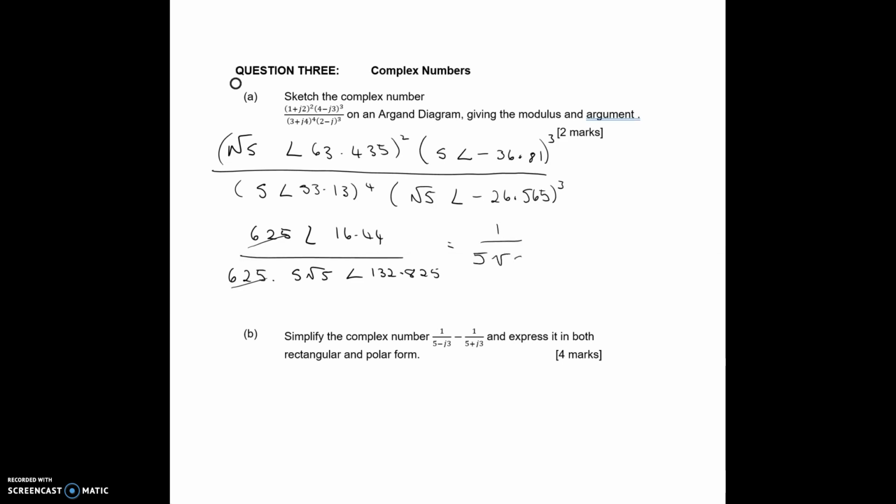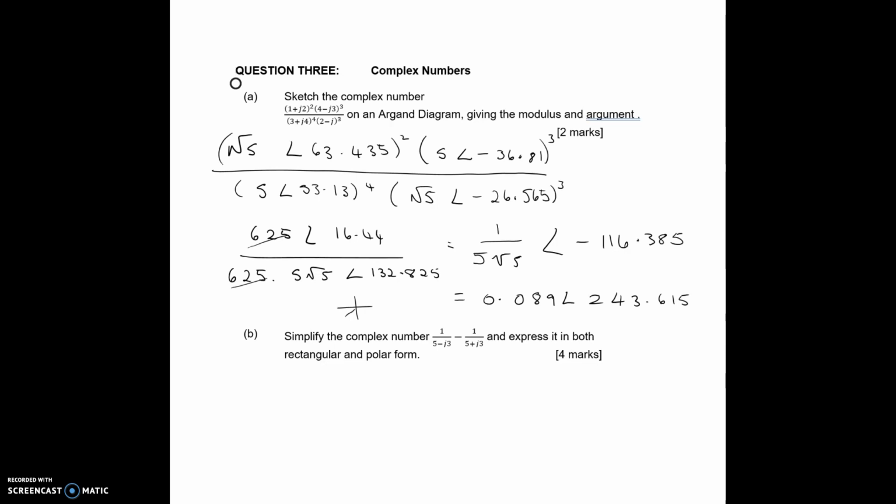5 root 5 angle negative 116.385. Now you could leave it like that, or you could change it to the decimal version of it, and you could put the angle around the other way. Either way, it doesn't really matter. And then I've run out of space, but a tiny wee sketch. It'll be in the third quadrant like that.